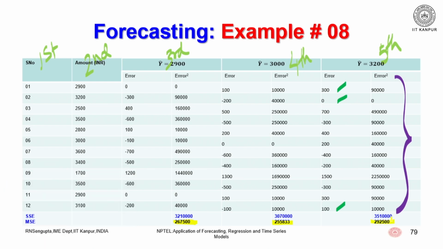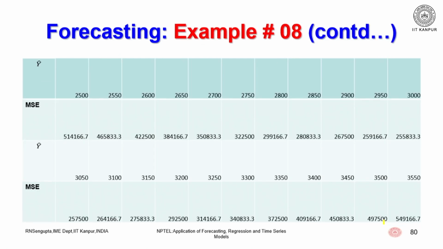So, if you see, the mean square error for y hat 2900 is 267500, for y hat equal to 3000 is 255833, and for the last value 3200 is 292500. Now, what I do is as follows. I consider all the different values of y hat. So, what are the y hat values which I am considering? I will mark them in yellow.